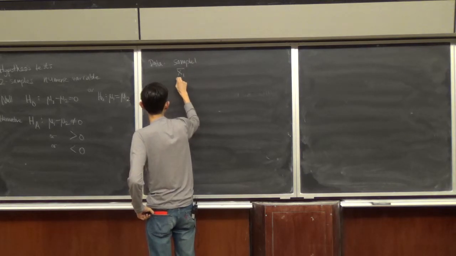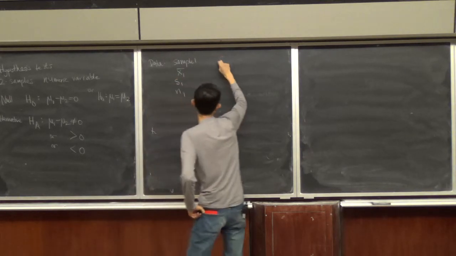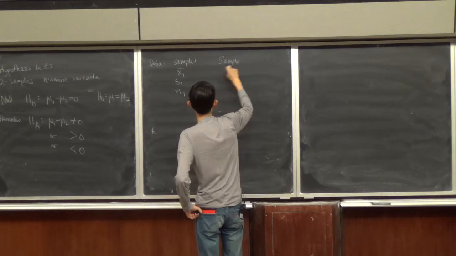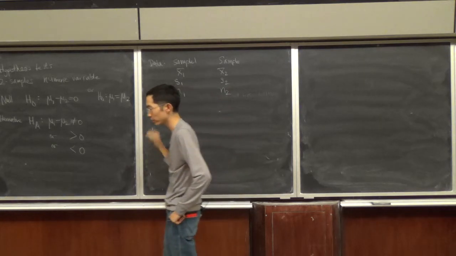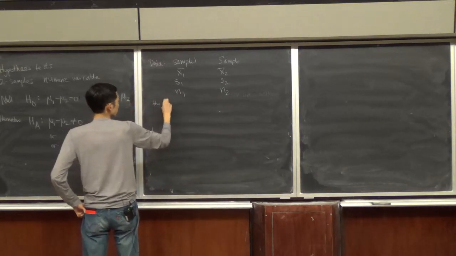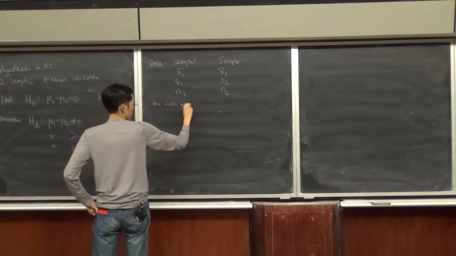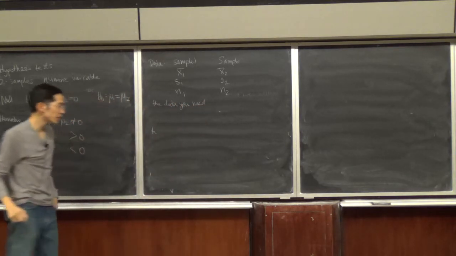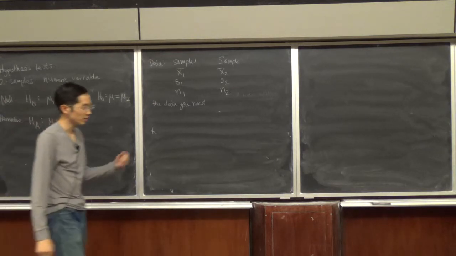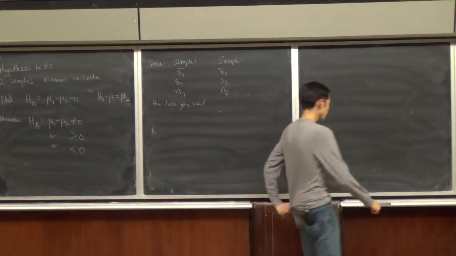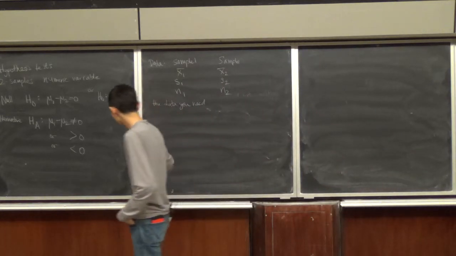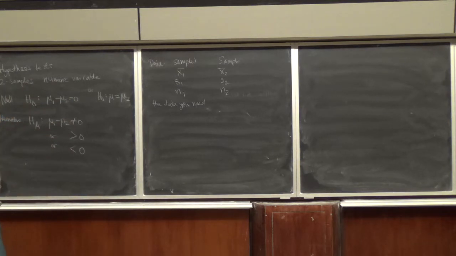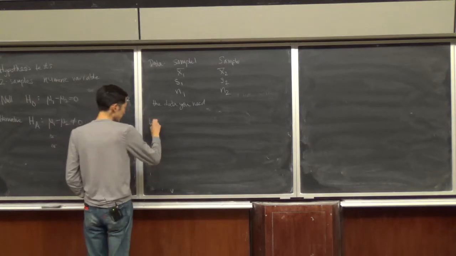X bar 1, S1, and N1, and from sample 2, being X bar 2, S2, and N2. So this is the data you need. As you read a problem, I highly recommend either circling these numbers, or at least identifying these six values in the margin of the problem or somewhere. It will make the rest of the problem much better. Your test statistic is then calculated.